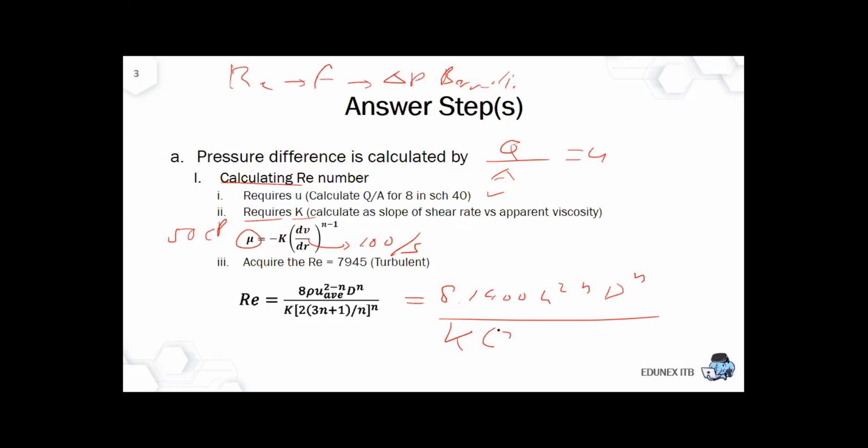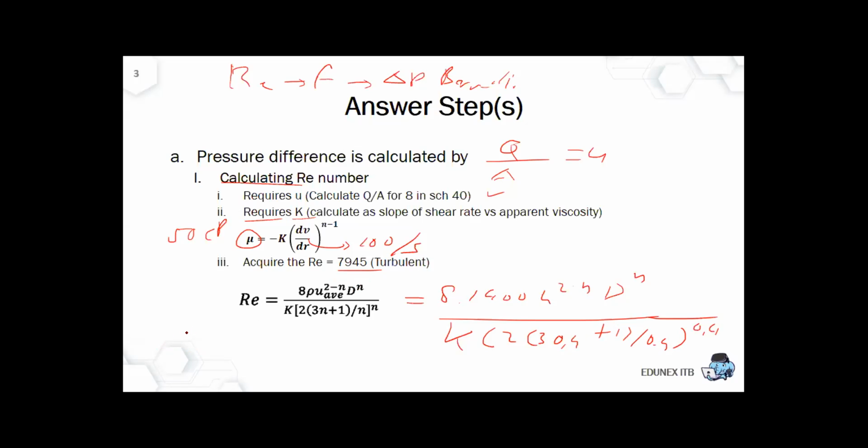And then n is 0.4, and then plus 1 per 0.4, then exponent 0.4. And you get the Reynolds. I have calculated it by myself. It is around 7,945. It's categorized as turbulent.